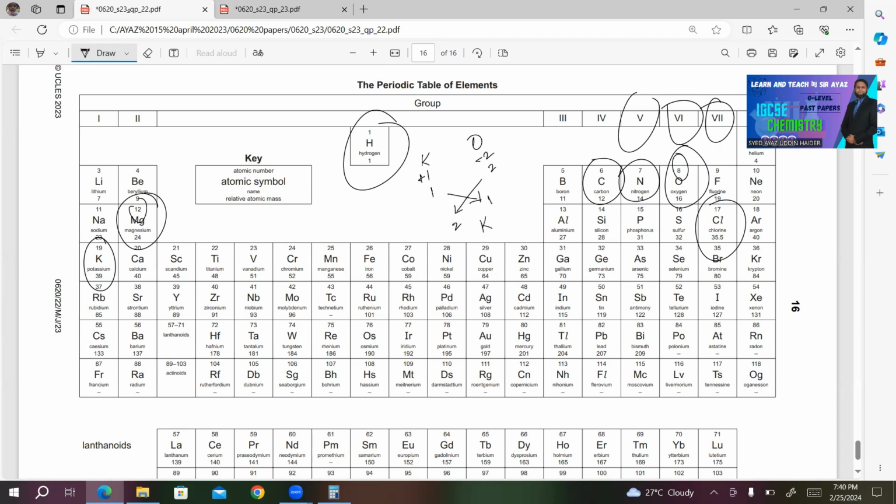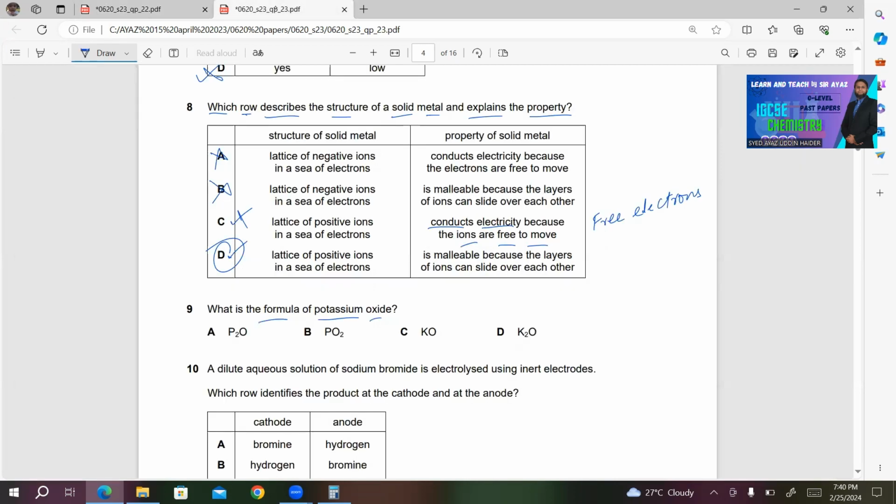We will get K2O. So K2O will be the formula for potassium oxide. So D will be the right answer for this MCQ.